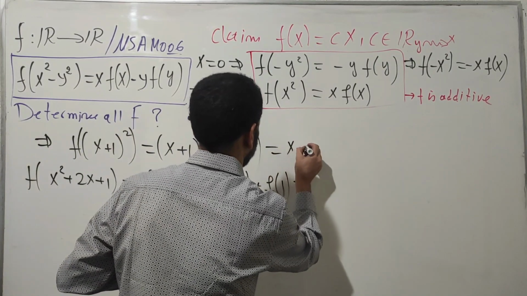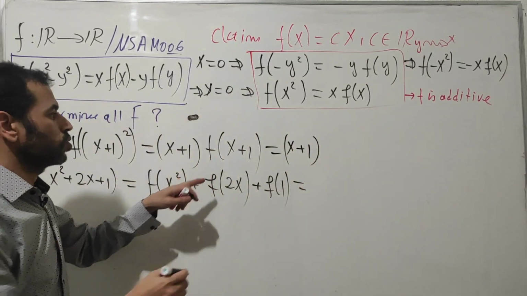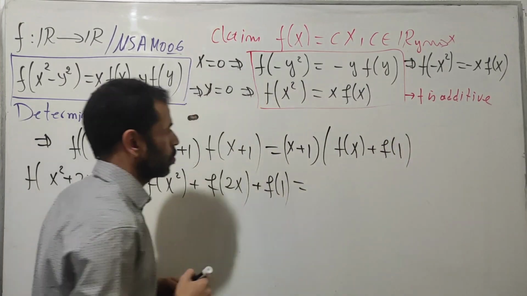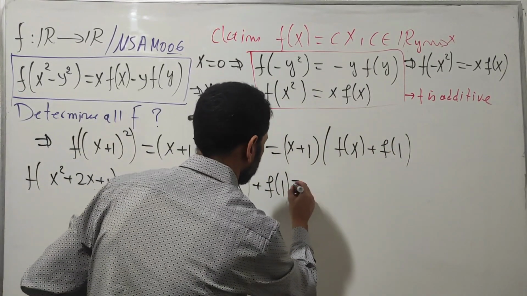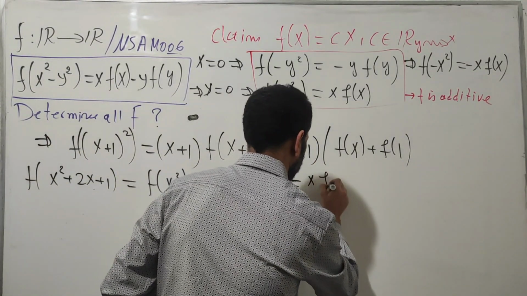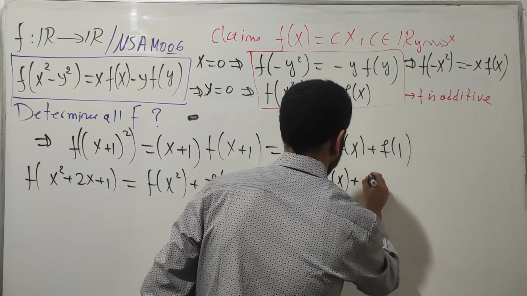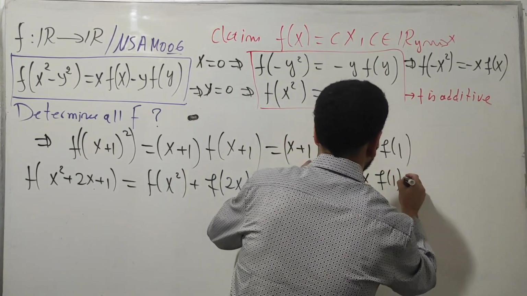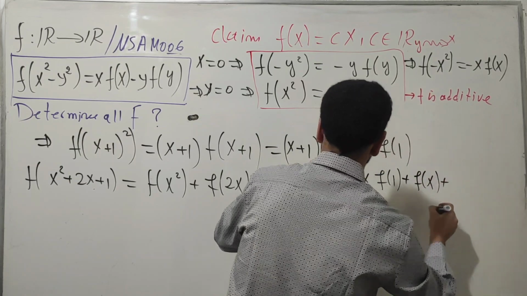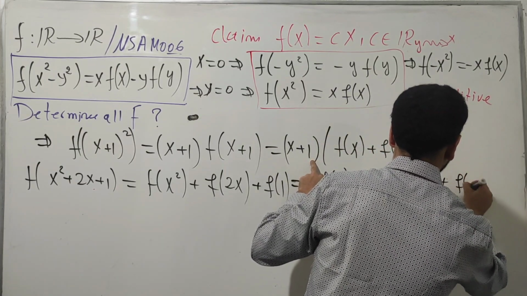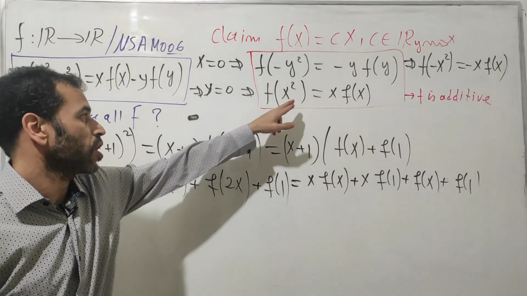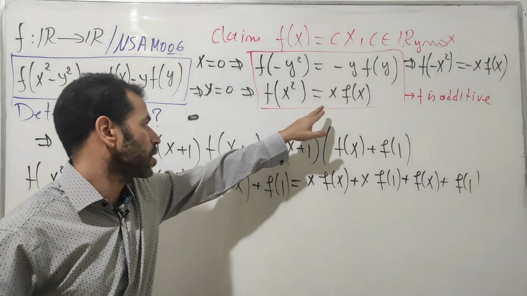I also apply this rule on this one here. So I get x plus 1 multiplied by f of x plus f of 1. At this moment I'm going to distribute this one out as well. So I get x multiplied by f of x plus x multiplied by f of 1 plus 1 multiplied by f of x, which is f of x. Lastly, I get f of 1, because 1 multiplied by f of 1 is f of 1. If you take a look up here, this one exactly equals this one.